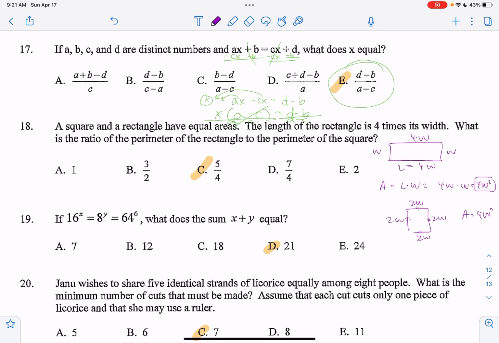And now you can find the ratio of the perimeter of the rectangle to the square. So the perimeter here will be 4w plus 4w plus w plus w, or 10w for the rectangle. For the square, the perimeter is 8w. So it's 10w to 8w, or 5 to 4. That's choice C.